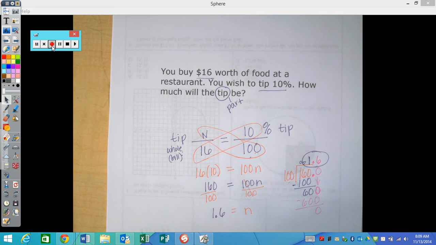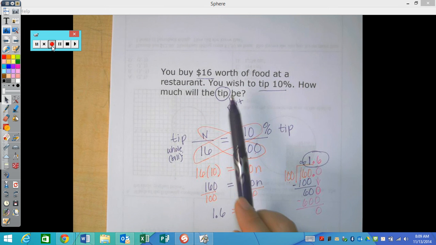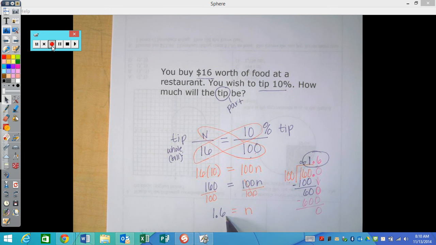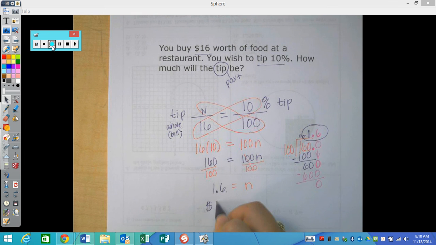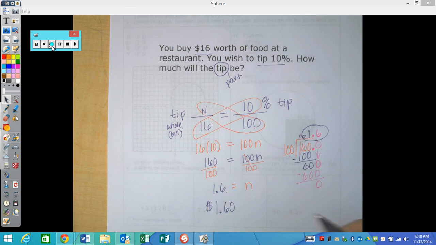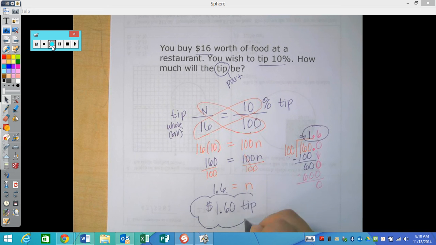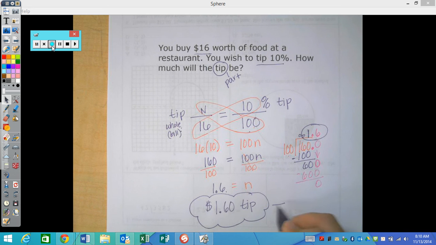Yay, I'm done. Wait a minute. Let's go and read the question. How much will the tip be? 1.6. Remember, tip is money. So in money, this is $1.60. $1.60 is our tip. You always want to read the question to make sure you've answered the correct question.